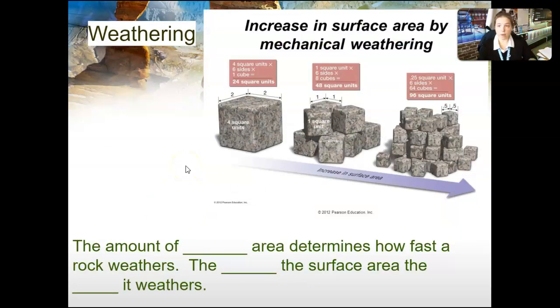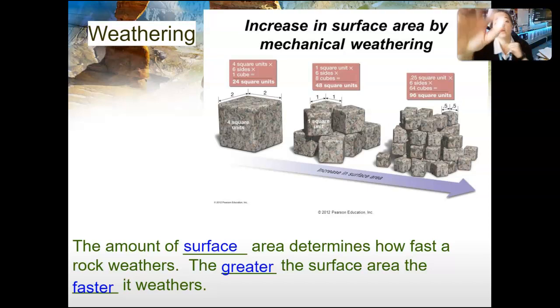One last thing about weathering. A big thing is surface area. The amount of surface area, or amount of the area that can touch whatever weathering is going on, determines how fast that rock is weathering. The greater the surface area, the faster it weathers. Meaning, right here, this has small surface area. Even though it's big, it's small surface area.